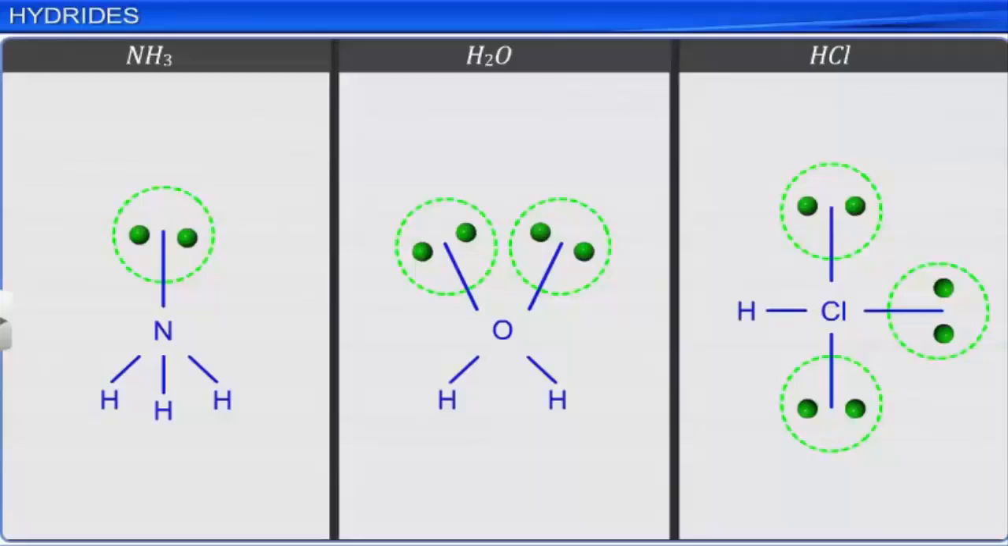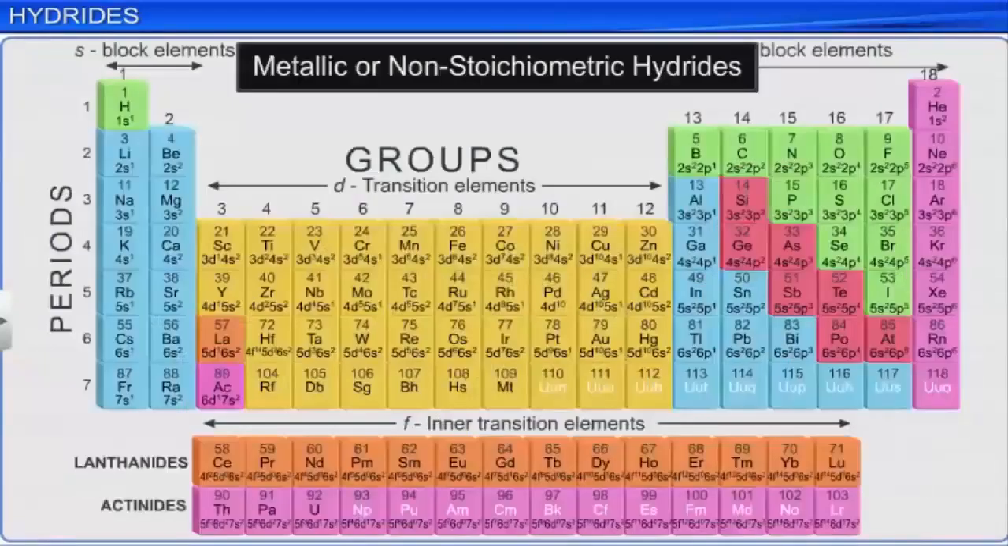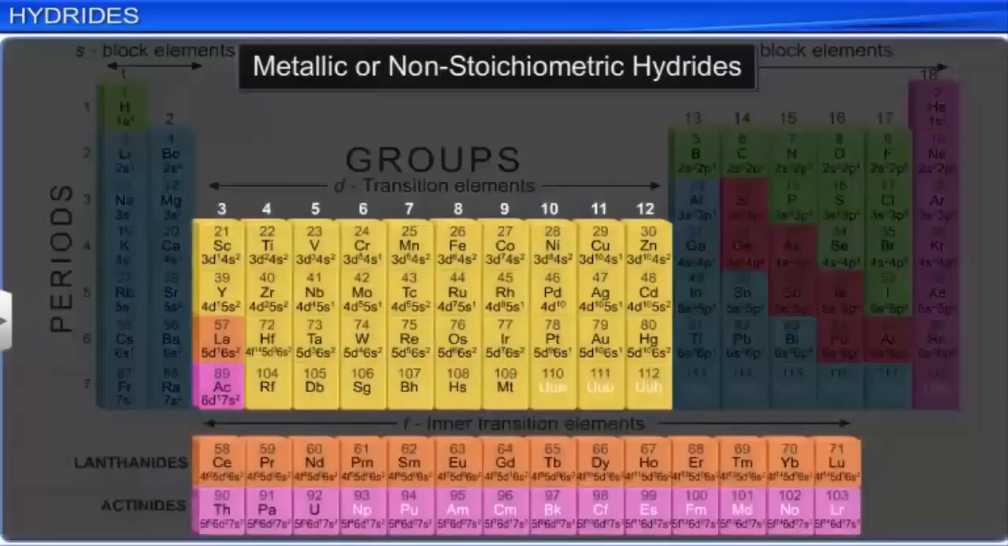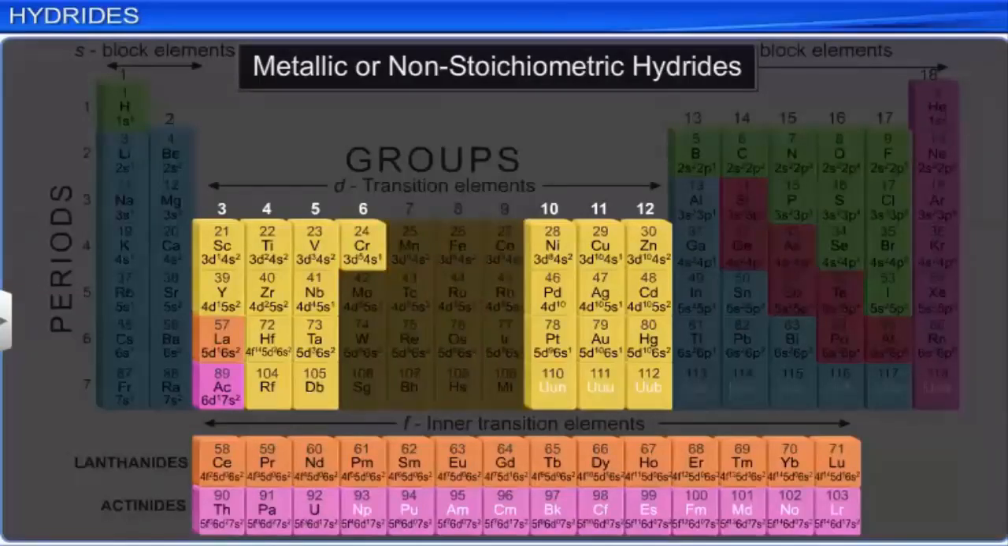The third type of hydrides are metallic hydrides. They are binary compounds of hydrogen with D and F block elements. However, except for chromium from group 6, the metals of group 6, 7, 8 and 9 do not form hydrides. The inability of these metals to form hydrides is called the hydride gap of D block.